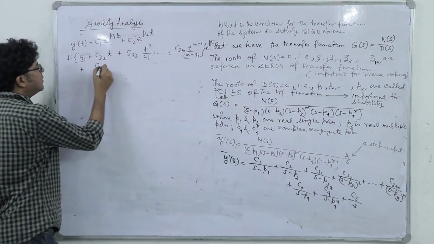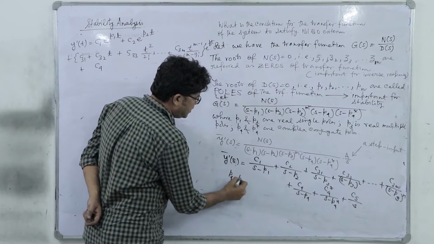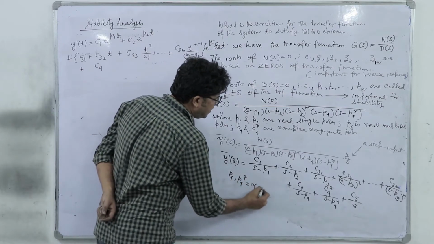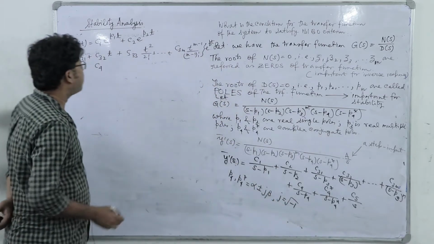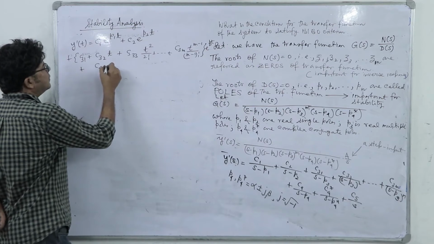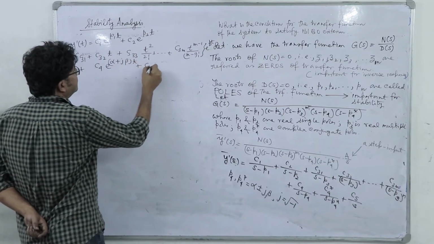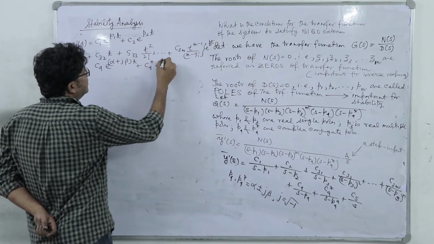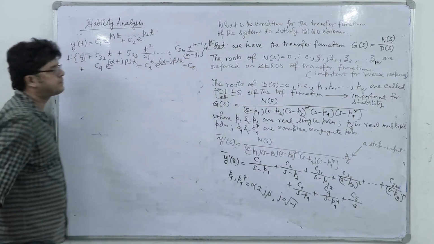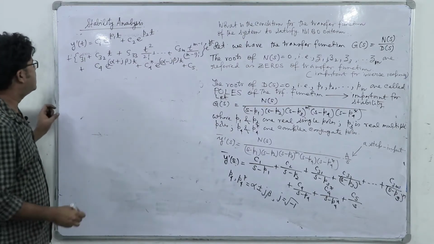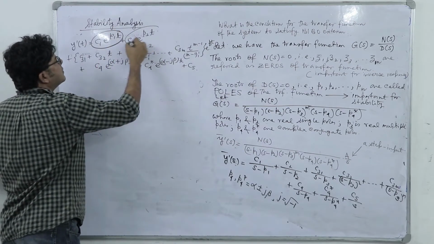Then plus C4. Now you see, let P4 and P4 star be alpha plus minus j beta, where j is under root of minus 1. They are complex conjugate. So C4 into e to the power (alpha plus j beta)t plus C4 star into e to the power (alpha minus j beta)t plus C5. Now let's focus on these terms.